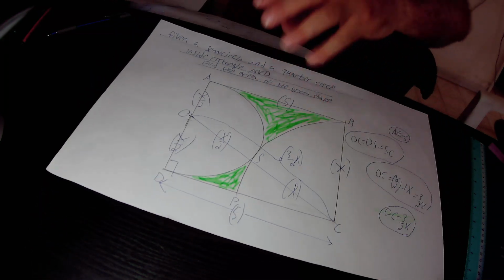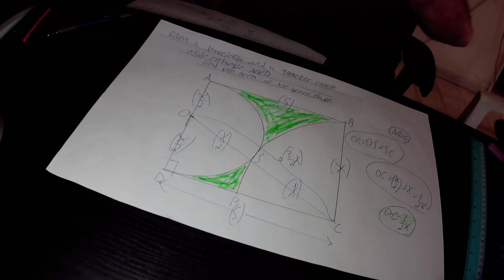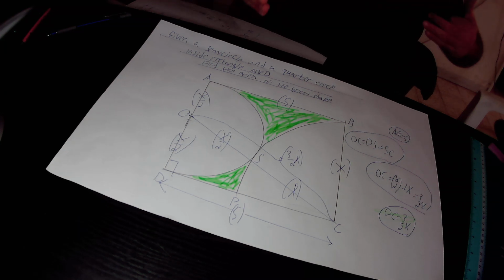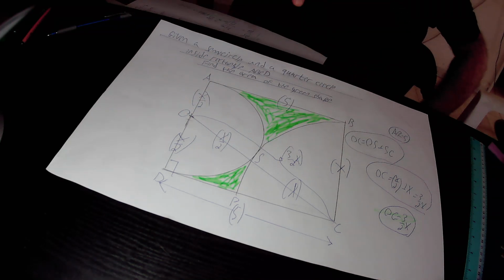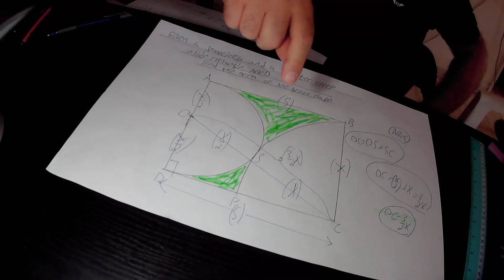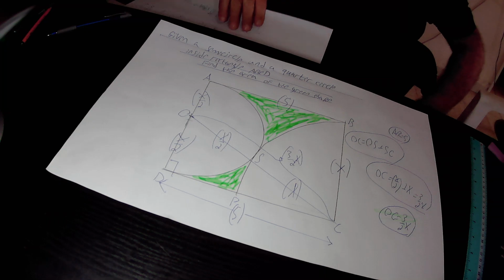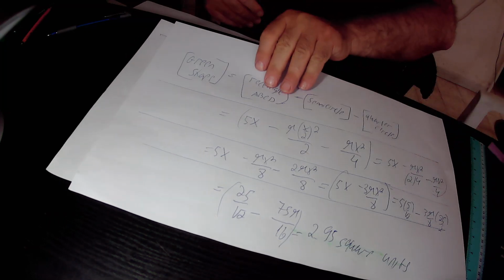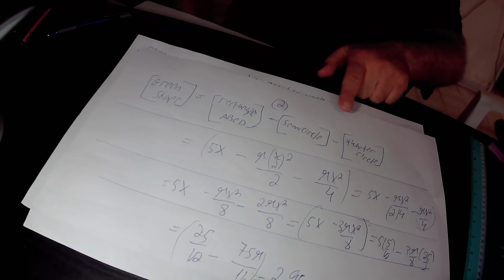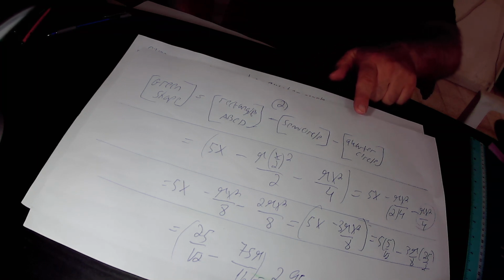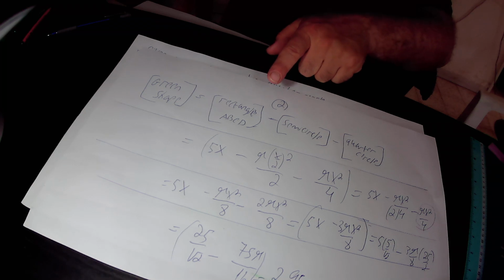Our mission is to find the area of this green shape. So what is the area of the green shape? From the drawing it is very easy to see that the area of this green shape equals the area of rectangle ABCD minus the area of this semicircle minus the area of the quarter circle. So again, the area of the green shape in total equals the area of rectangle ABCD minus the area of the semicircle minus the area of the quarter circle.